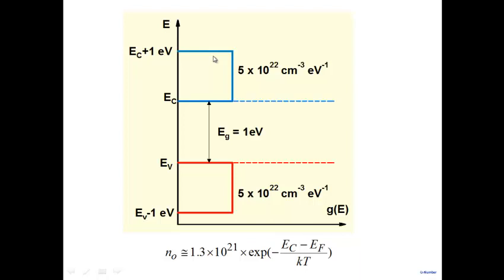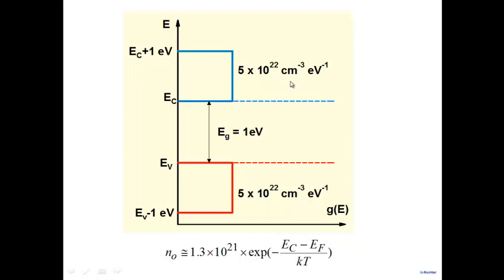It's a very simplified density of states. And the energy gap is one electron volt here, and the conduction band is also symmetrical. The valence band is also symmetrical. It also has a bandwidth of 1 eV here, and the density of states is given as 5 times 10 to the power 22 per centimeter cube per eV. So that's the dimensions of density of states here.